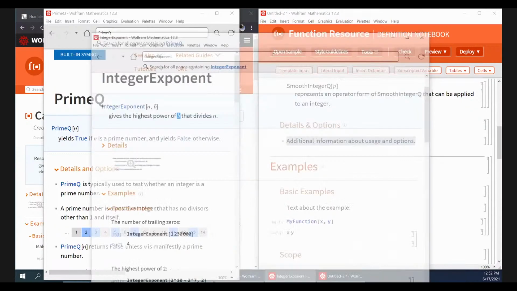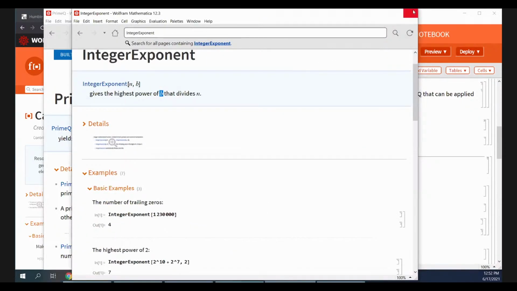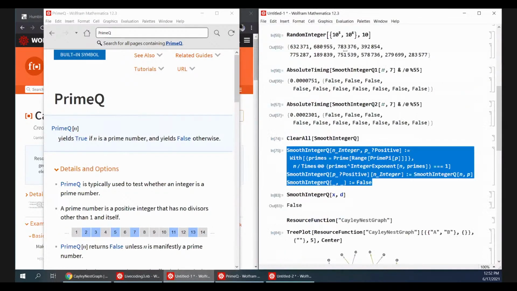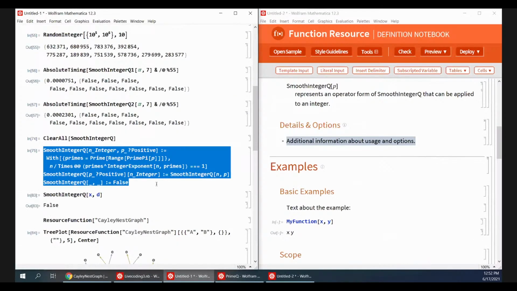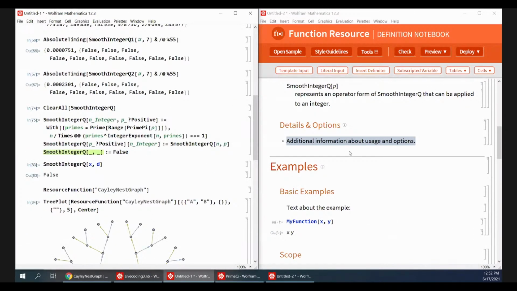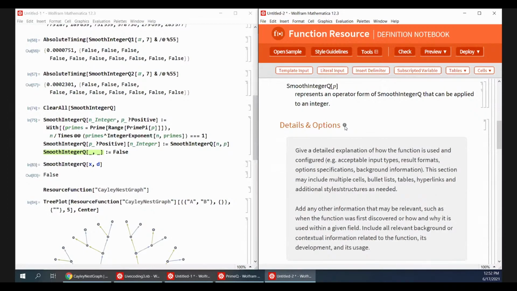So we should probably, I'm just going to pull up the function definition alongside so that we can refer back to it. All right, what should we put in this section? We want to talk about its inputs, what it returns, what it means, right? What it means to be a smooth number.